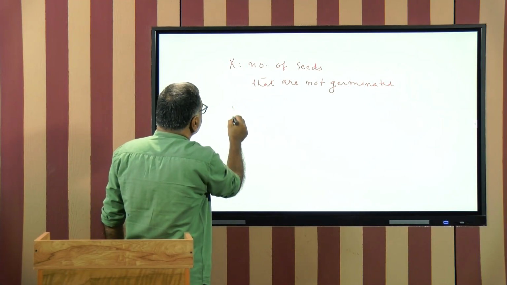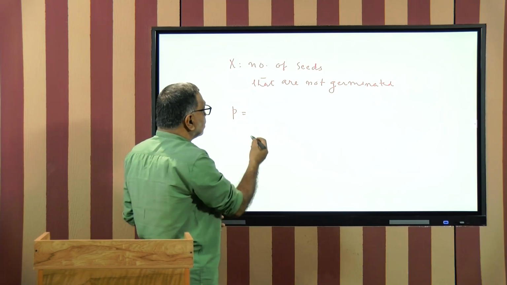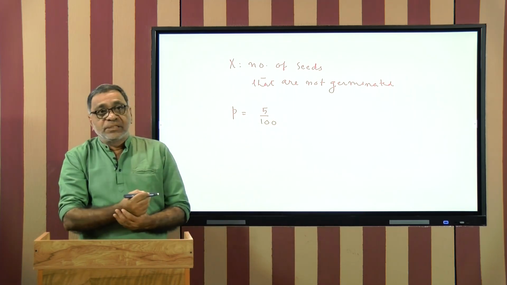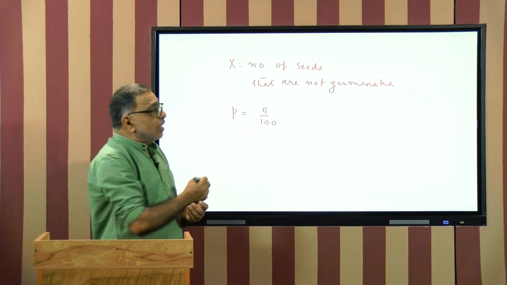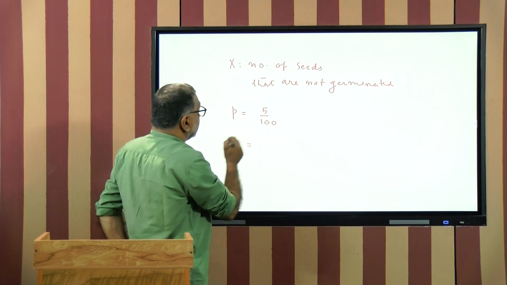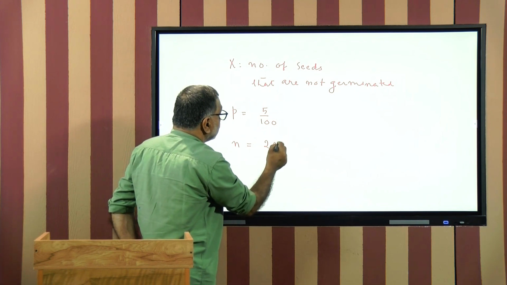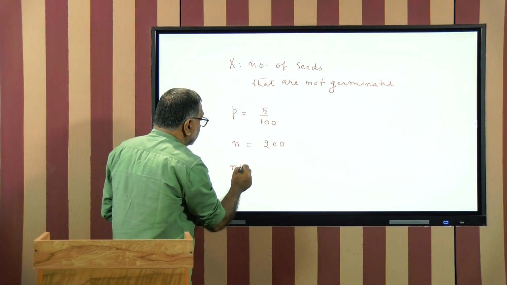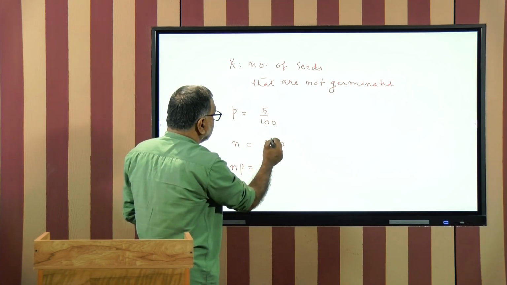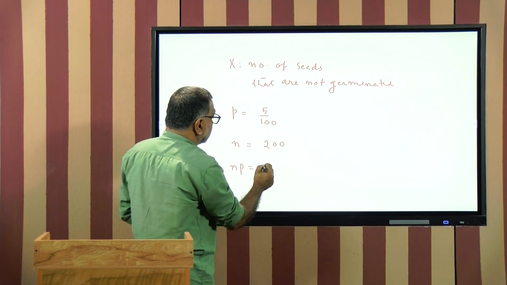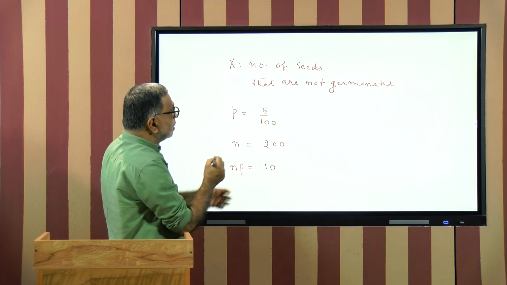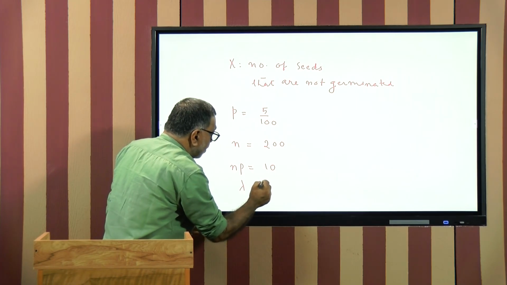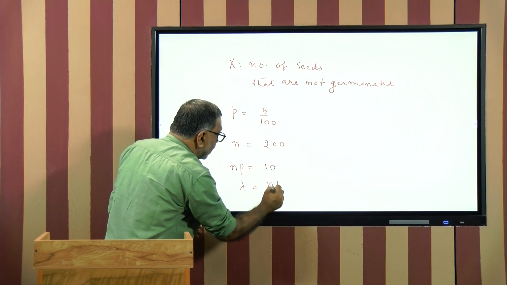So, let us define it like this: X is the number of seeds that are not germinated. You are given that 5% of seeds will not germinate, which means p is given as 5 divided by 100. And the distributor sells the seeds in a packet of 200, so you are given n equal to 200. Here, the np value is 5 divided by 100 into 200, that is 10. So, multiplying, you get the np value 10. And let us approximate this case as a Poisson distribution case, so lambda is equal to np, which is equal to 10.